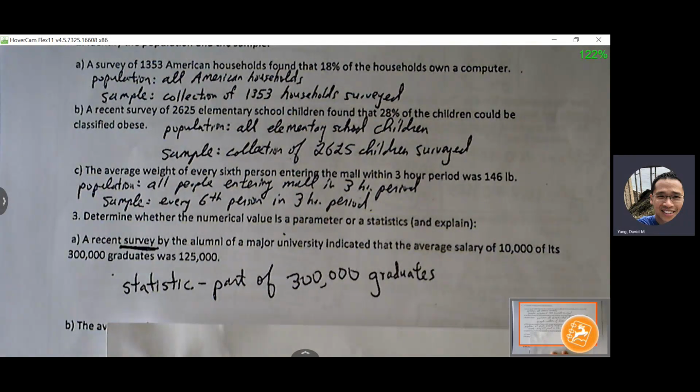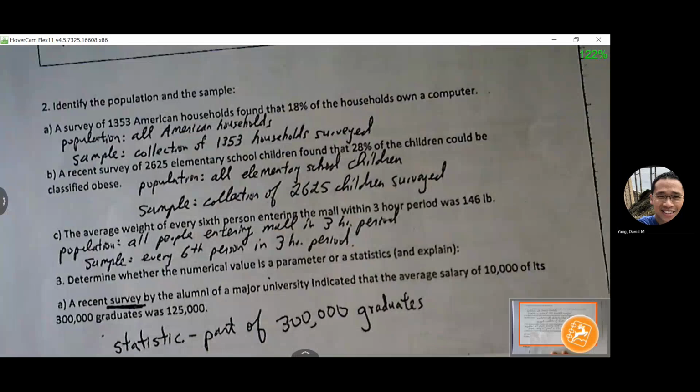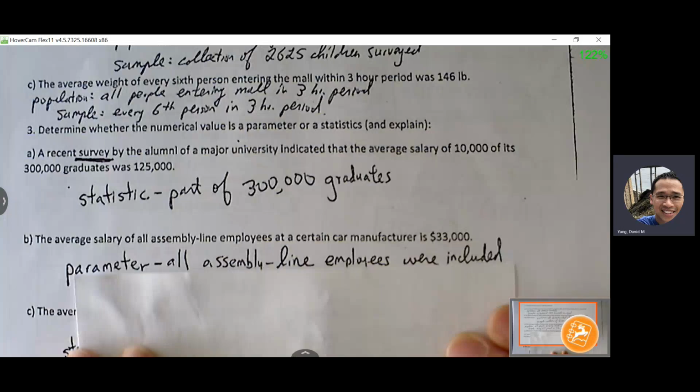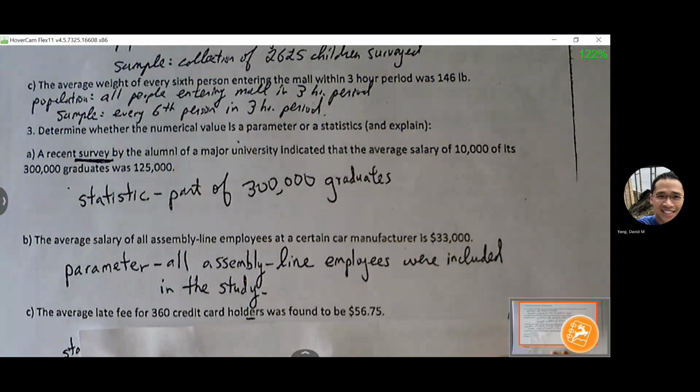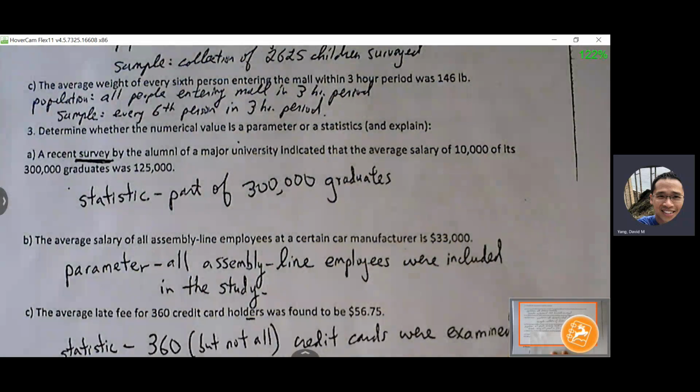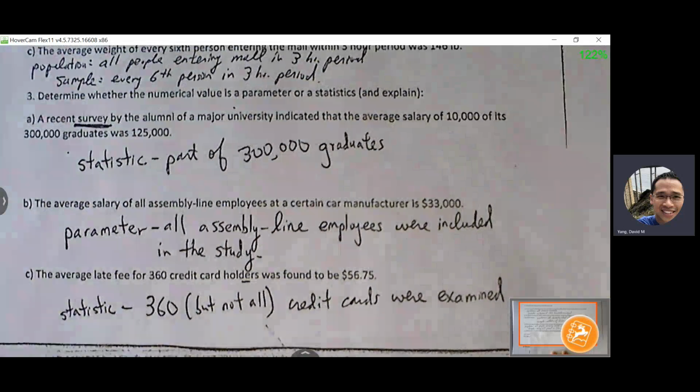Okay, so for part A, if it was data about all the graduates, then it would be a parameter, but this is only a statistic where you're only surveying 10,000 of the entire graduating class. The average salary of all assembly line employees, so this is data from all the employees, not just a portion, so it's a parameter. Okay, part C, you're only doing the average late fee for 360 credit card holders. Right, it's not all the credit card holders, just the ones who are part of that 360.